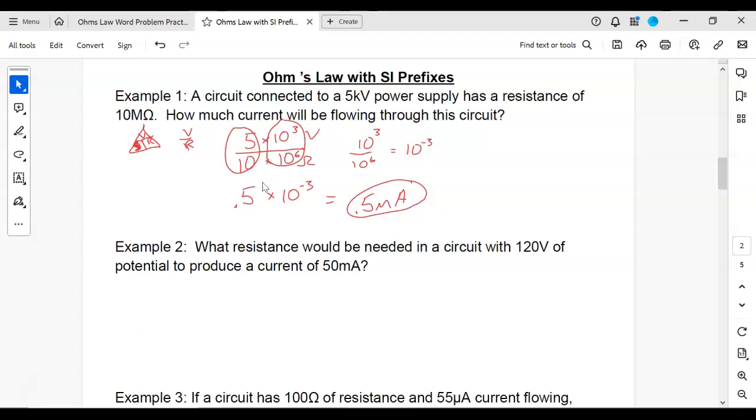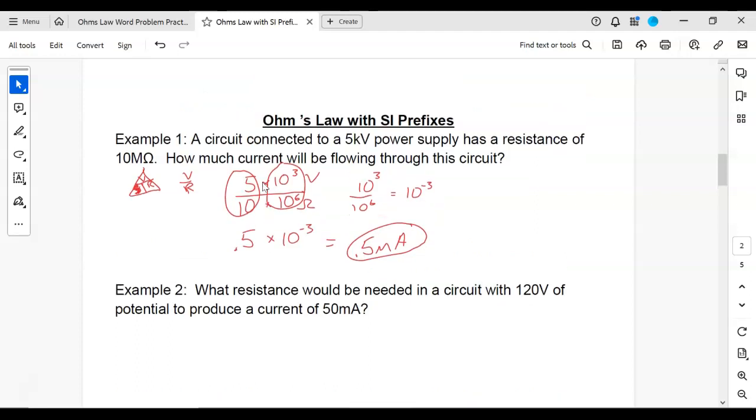So that kind of made sense there. Again, you have to know your exponent rules. So if we're dividing, you're subtracting. If you're dividing this, you can just do that in your calculator. Let's go ahead and try another one.